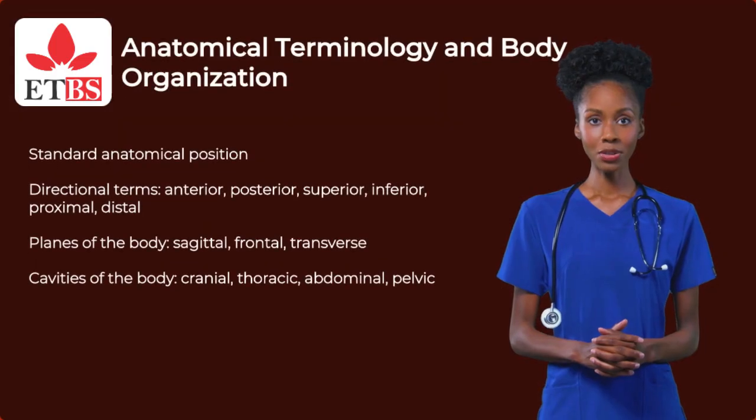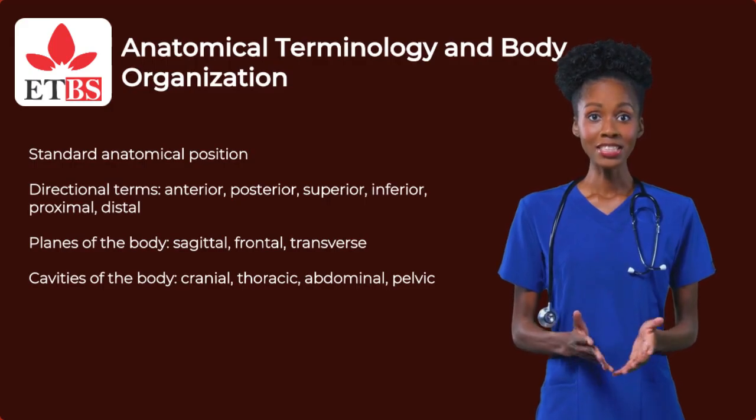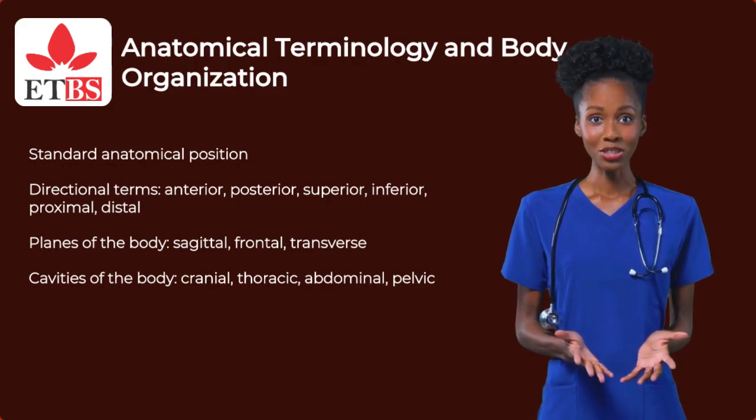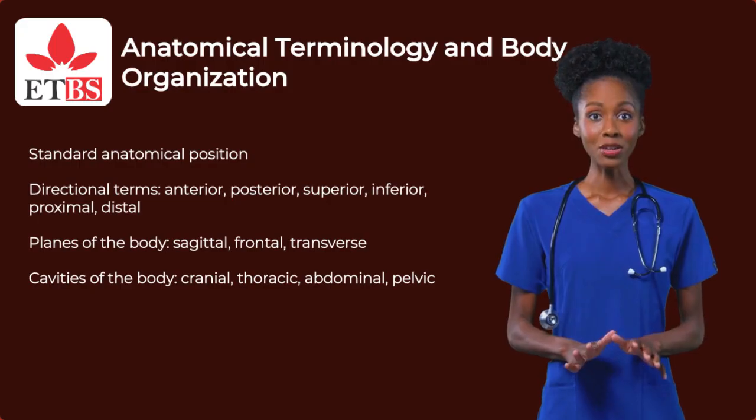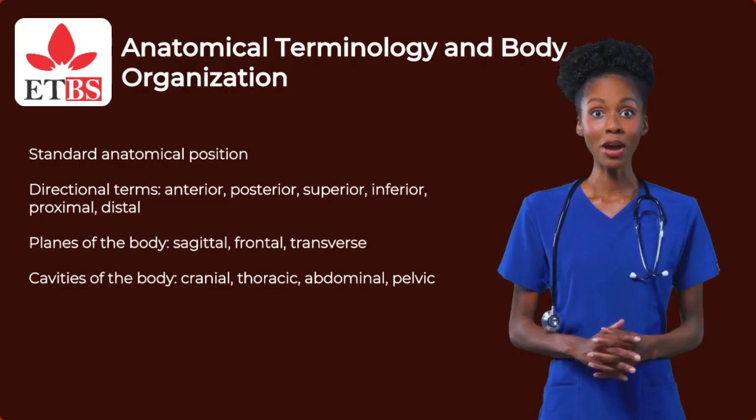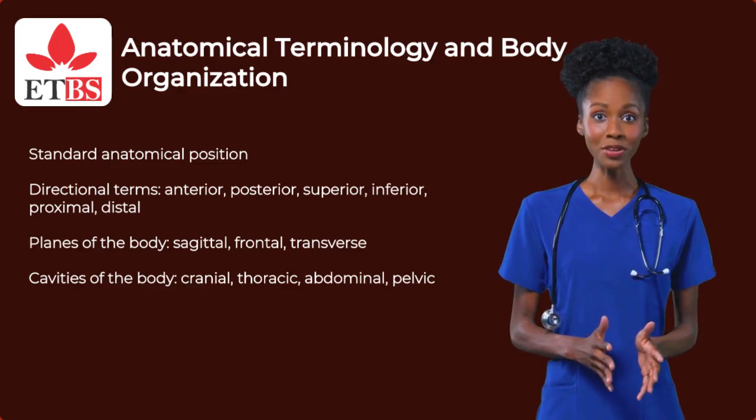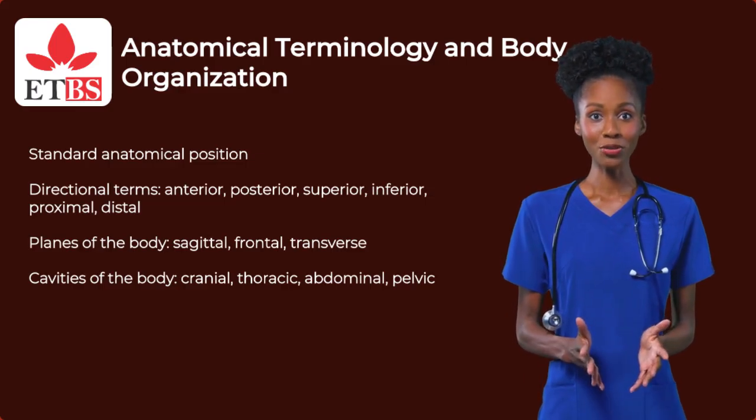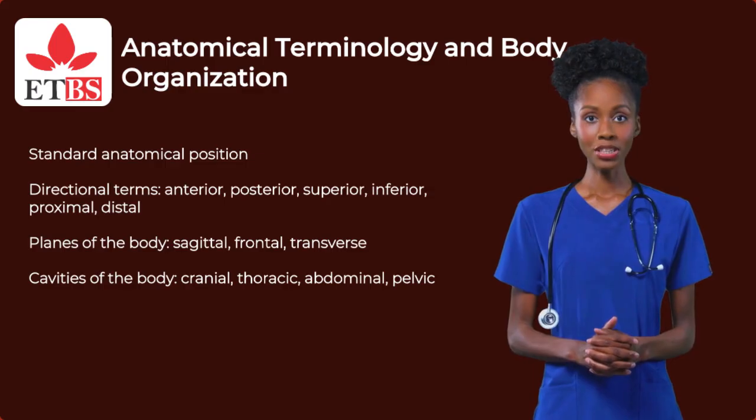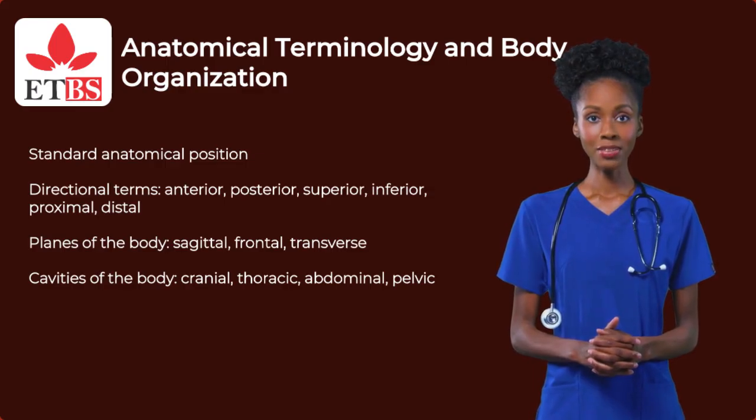4. Anatomical terminology and body organization. Standard anatomical position, directional terms: anterior, posterior, superior, inferior, proximal, distal. Planes of the body: sagittal, frontal, transverse. Cavities of the body: cranial, thoracic, abdominal, pelvic. Regions of the abdomen and their clinical significance.